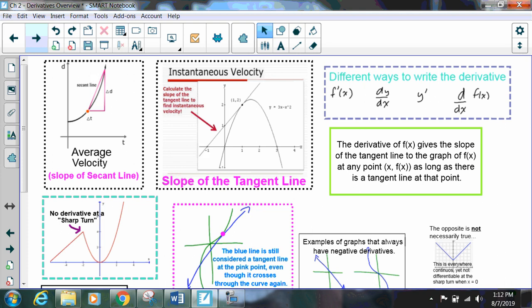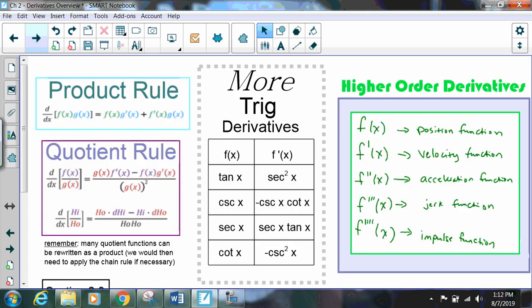All right, so let's move on. As we move through chapter 2, let's see what section we're in, 2.3, we see that we have more rules. We've got the product rule, the quotient rule. We're also given more trig derivatives. I know you had to memorize them last year in Honors Pre-Calc. Same thing here, right? You're going to be memorizing them.